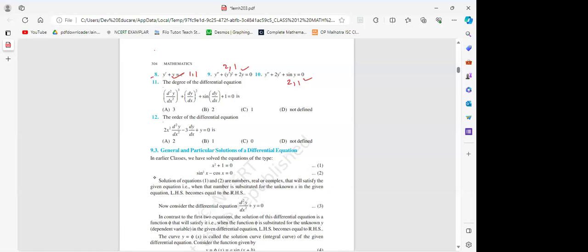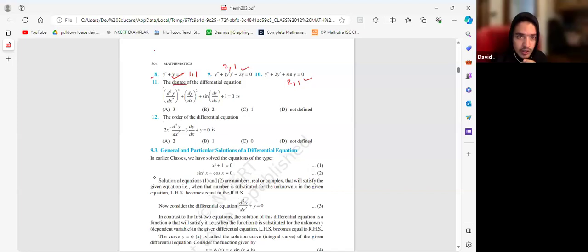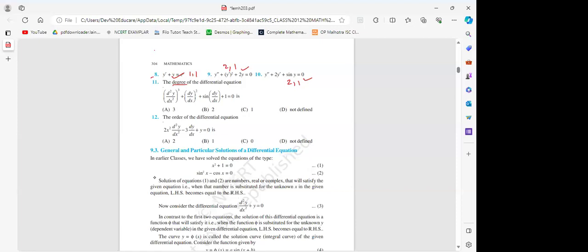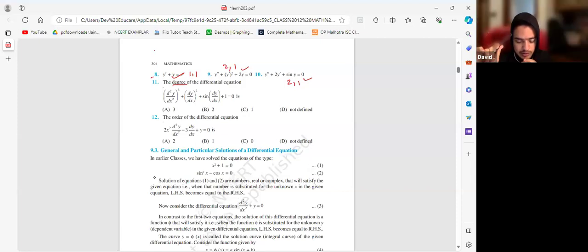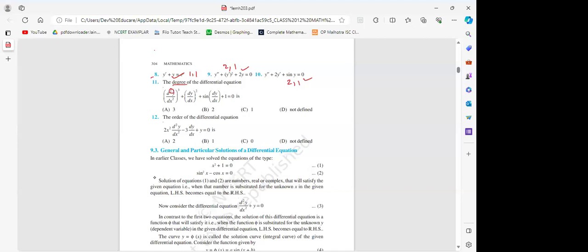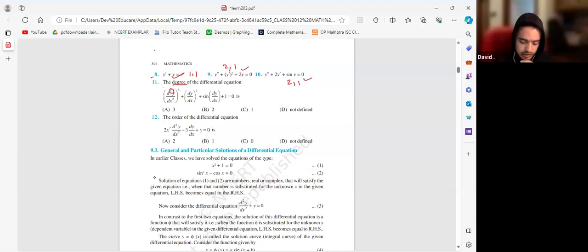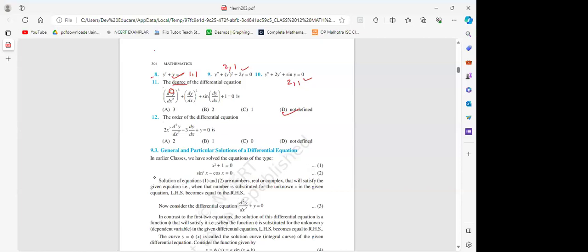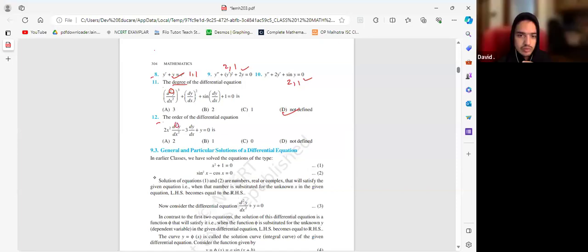Yes. Order is three, and the degree is not defined. Order is 2, degree not defined. Okay. Yes. The 12th. The 12th one, the order is two. Order is 2, yes.